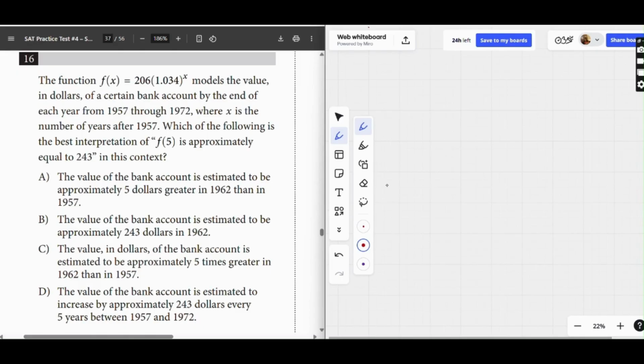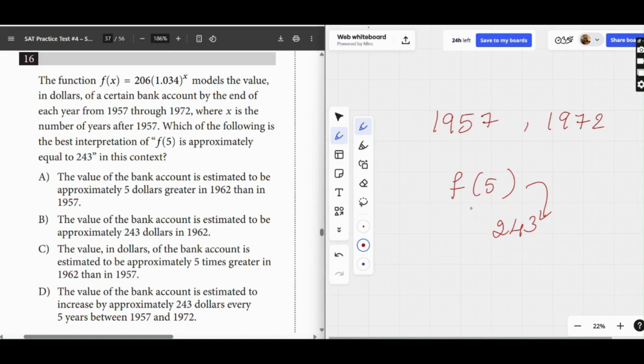1957 through 1972, where x is the number of years after 1957. Which of the following is the best interpretation of f of 5 is approximately equal to 243 in this context?